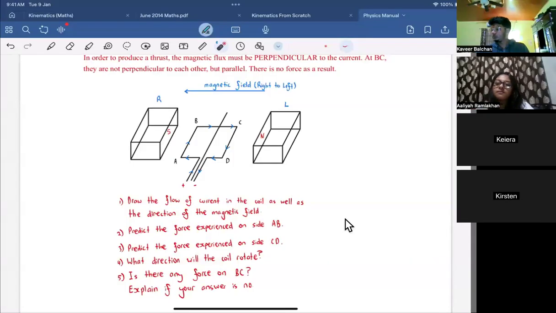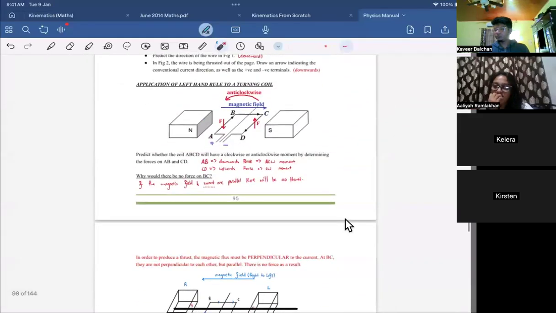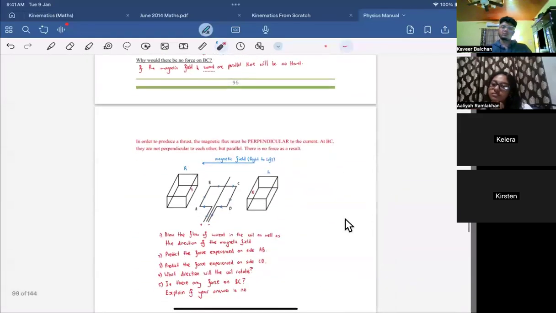Okay, so I started this recording a little late today. We're just reviewing the application of the left-hand rule to a turning coil, and this will be useful in AC motors and DC motors as well. Any motors, anything involving a turning coil, right?